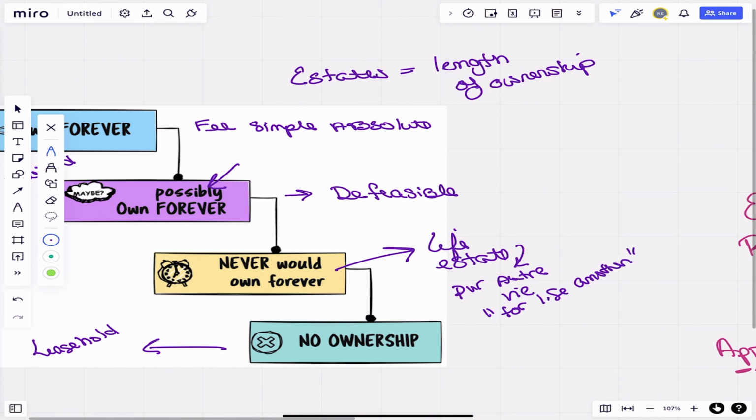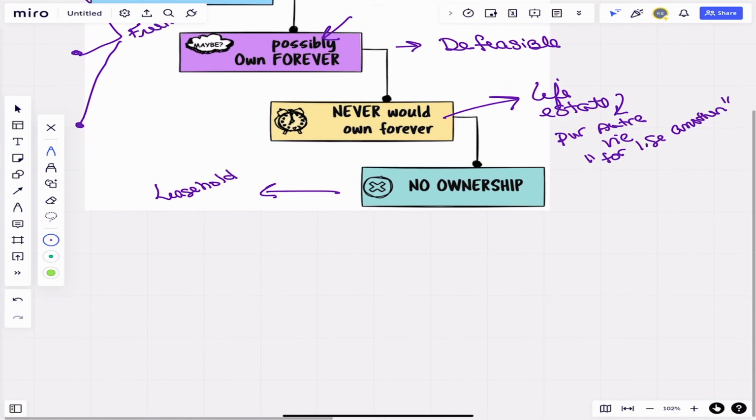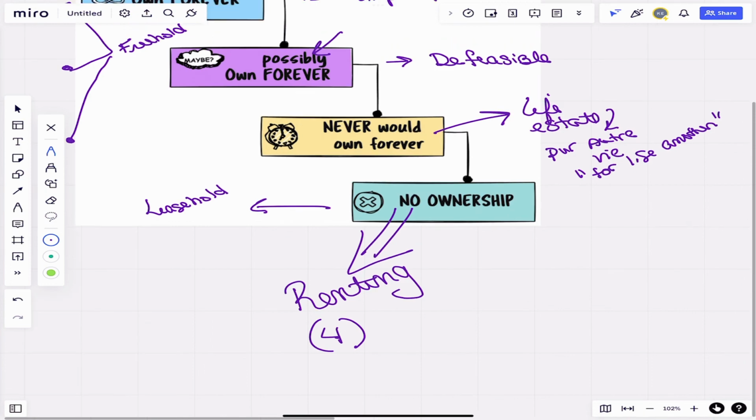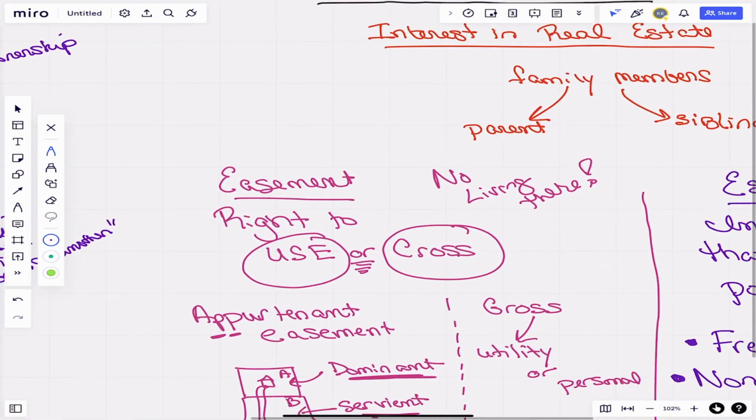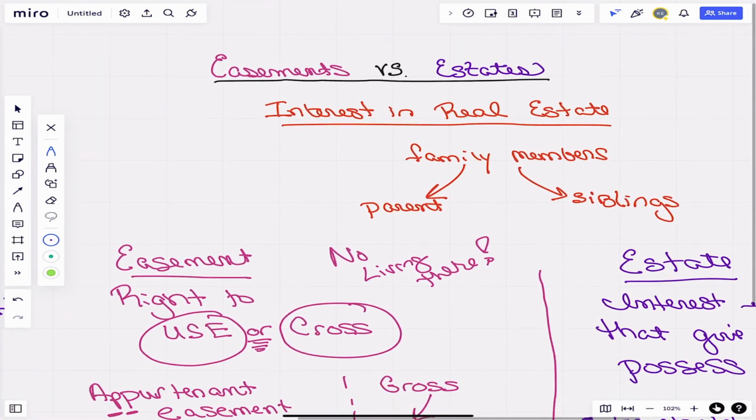All right. And then we've got our leasehold estates. This one is renting, and we know we have four of those. We can get into those later. If you want a video on that and me explaining the differences, that's cool. But again, by request, that's the difference between an easement and an estate.